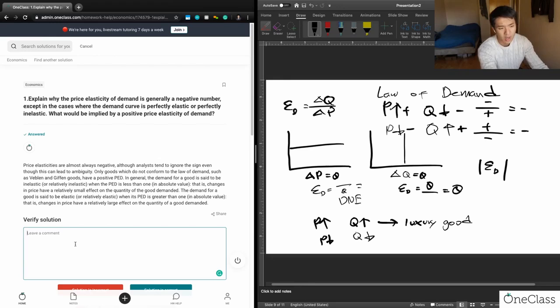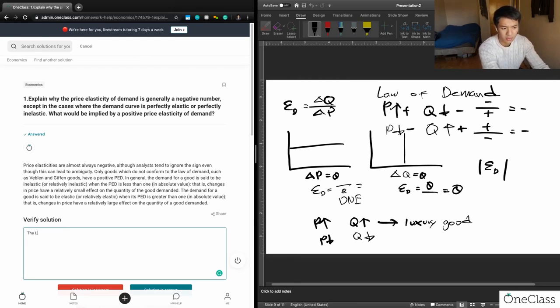The one thing that this answer choice doesn't do very well is explaining why the price elasticity of demand is generally a negative number. They do mention the law of demand, but don't necessarily do this breakdown that we do here. So we're just going to do that and make this answer choice just a little bit better. So let's take a look.